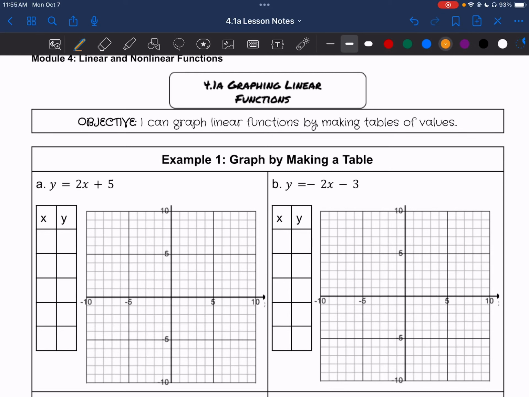Hello, and welcome to the start of Module 4, Linear and Nonlinear Functions. Our first lesson is going to be 4.1a, Graphing Linear Functions. Our objective today is that I can graph linear functions by making tables of values.